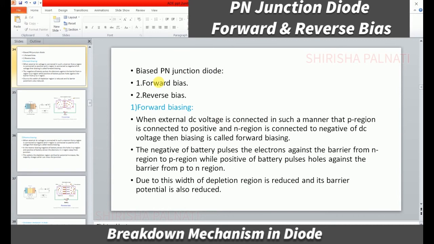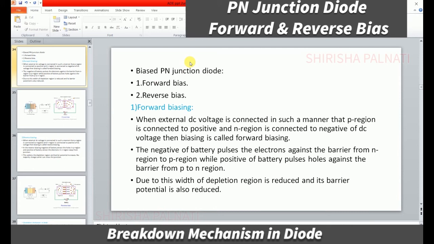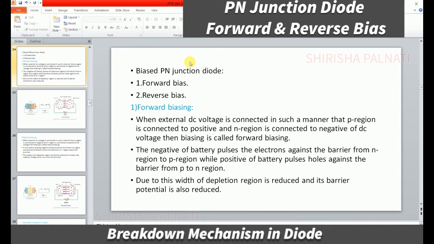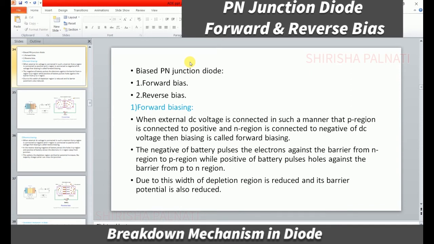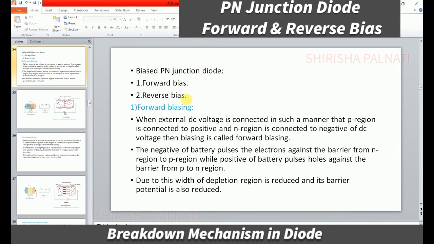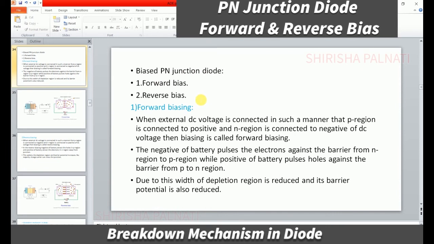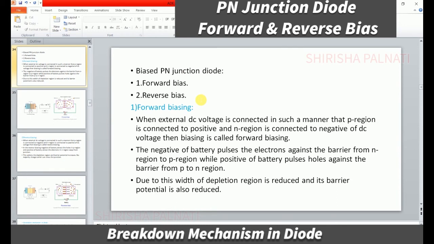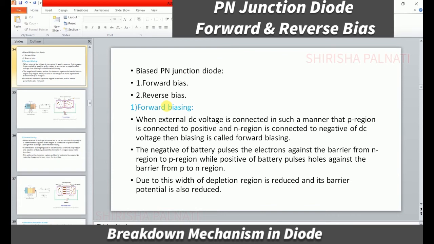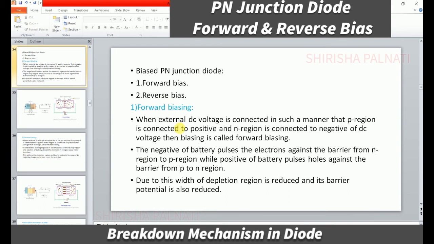And next, our topic today is the biased PN junction diode. Biased PN junction diode means we externally apply a voltage, a battery, to the anode and cathode of the diode. There are two types of biasing: the first is forward bias and the next is reverse bias. Already you know what is forward and what is reverse. Here we apply a positive charge from the anode to the cathode, that is forward, and here we apply the negative charge to the diode, that is reverse. So what is the process of forward bias and reverse bias? Now we know.